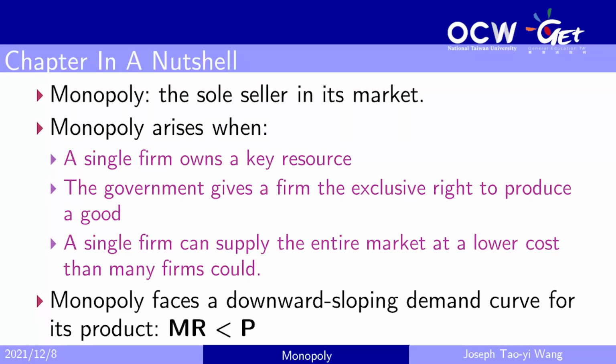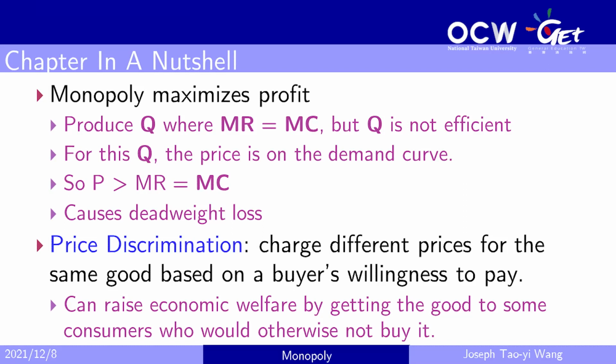To summarize, monopoly is the only seller of the market. And so you have this because you have one firm that controls key resources, or the government is giving this exclusive right to a firm, or you have one firm that can supply the whole market at the lowest cost. And because of this market power, the monopolist is facing MR that's lower than the price. The MR curve is lower than the demand curve, which is downward sloping. And you choose quantity so that MR equals MC, and then find the right price to charge according to the demand curve. So you're charging above marginal cost, so there's deadweight loss.